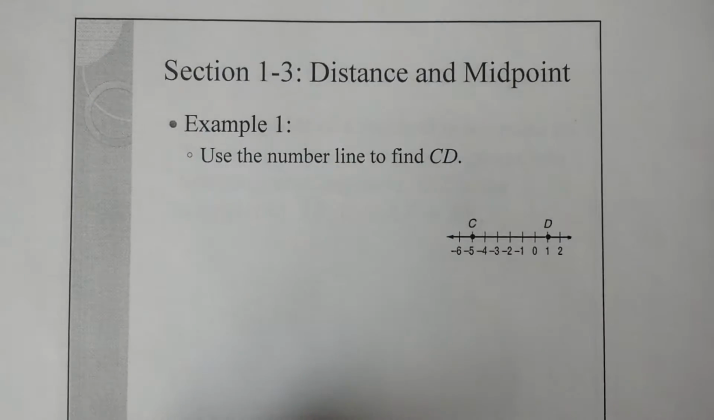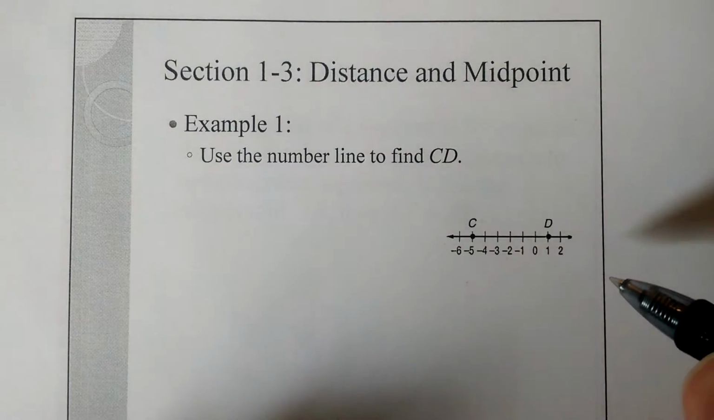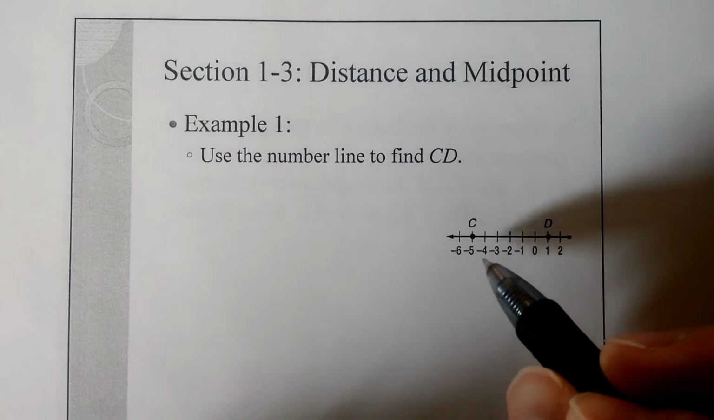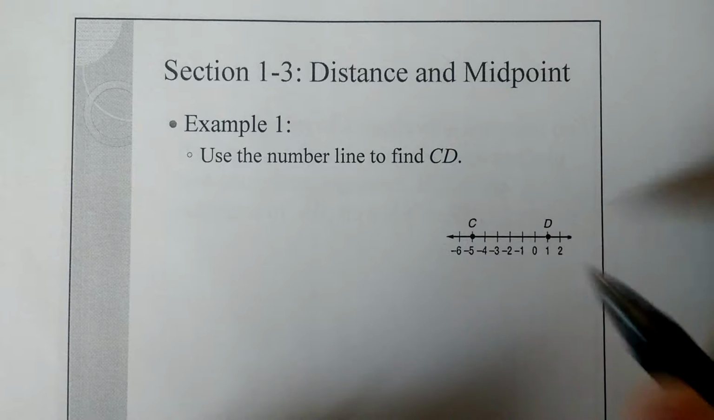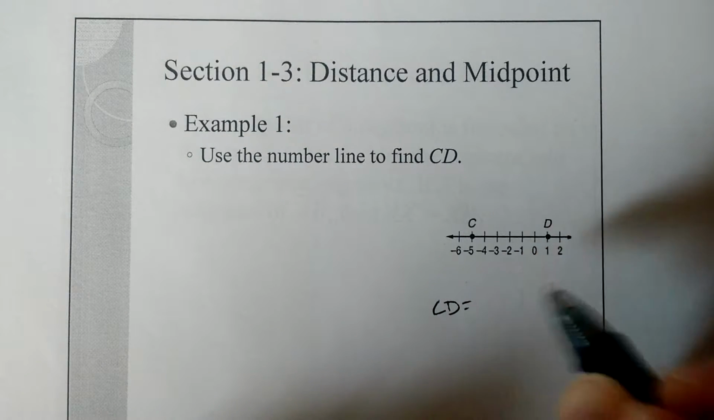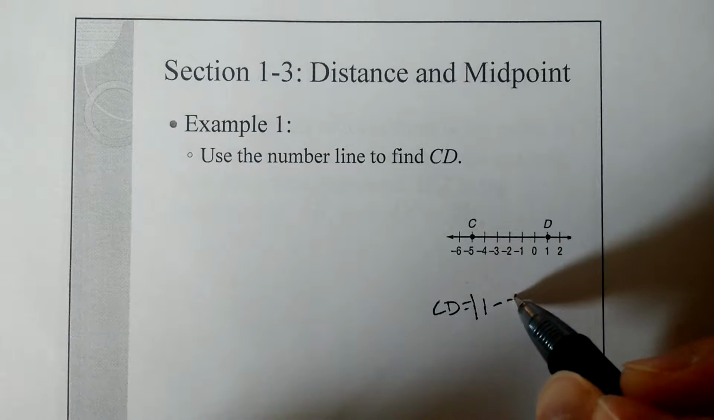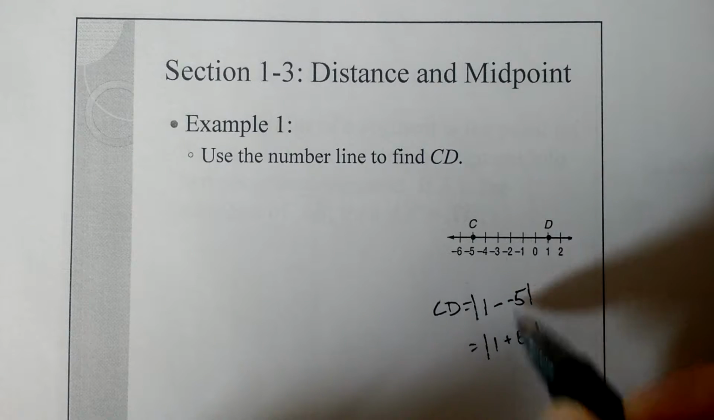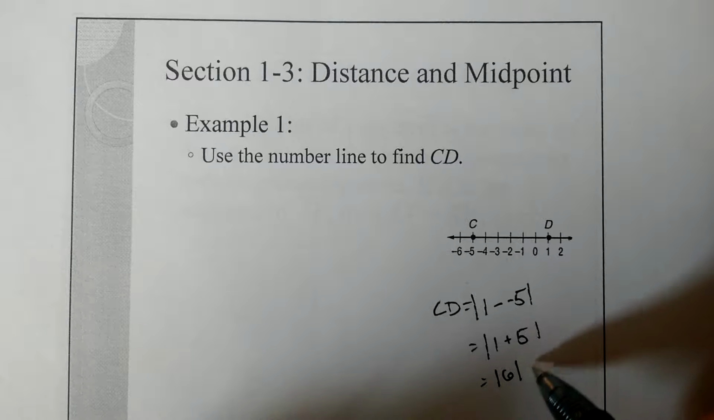So example 1 here, I use the number line to find CD. So we'll do it with math, and then I'll just do the counting. C lies at -5, and D lies at 1. So CD is the absolute value of 1 minus -5, which is the absolute value of 1 plus 5, double negative. Absolute value of 6, which is 6.